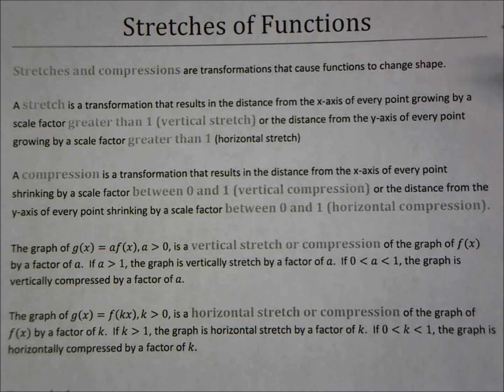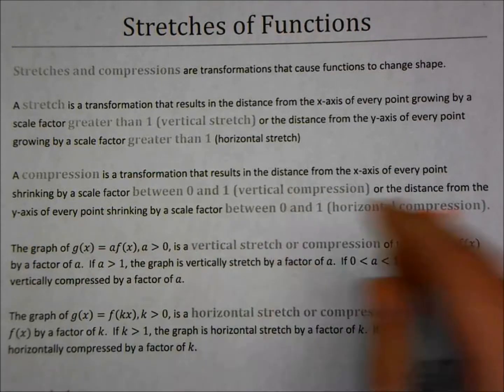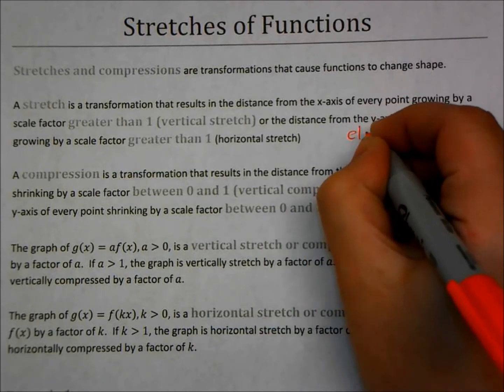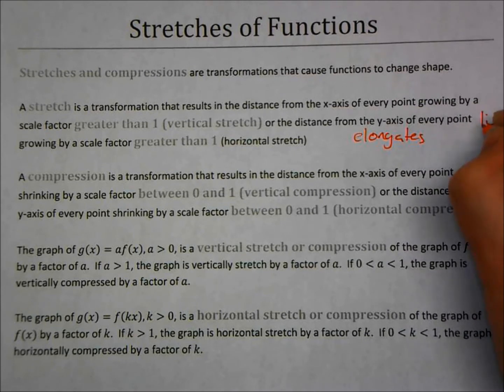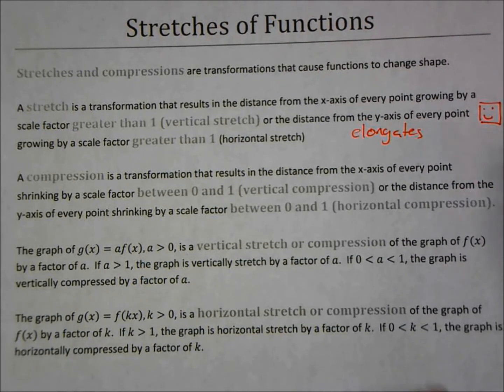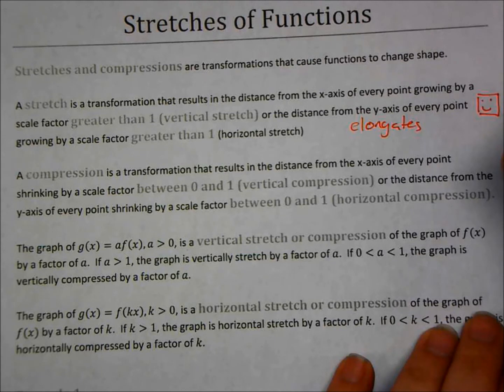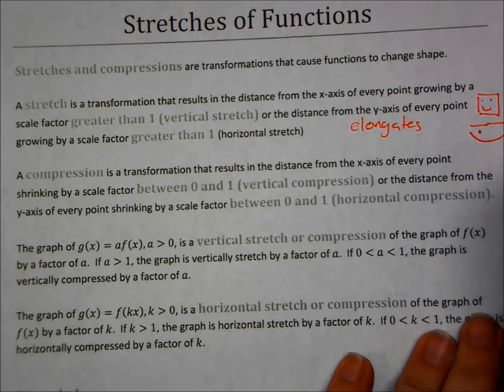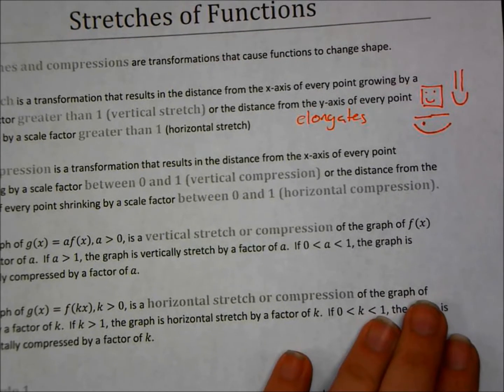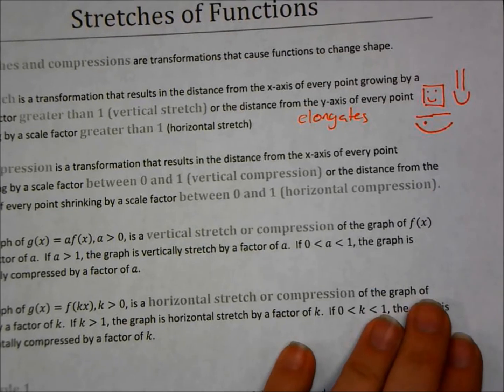Stretches and compressions are transformations that actually change the shape, the spacing between the points. A stretch is a transformation that elongates. So if you imagine we had a little square happy face, if we stretched it vertically, it would look like this. If we stretched it horizontally, it would look like this. So this is a vertical stretch, and this is a horizontal stretch.